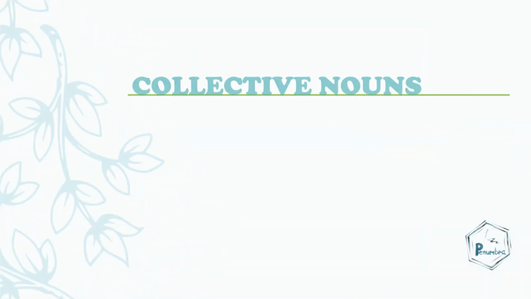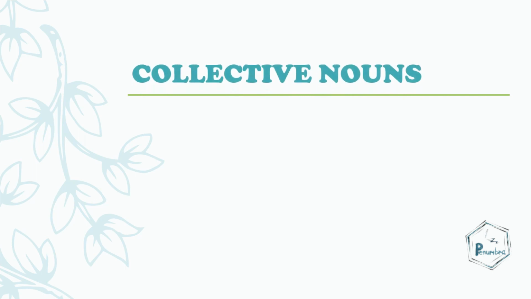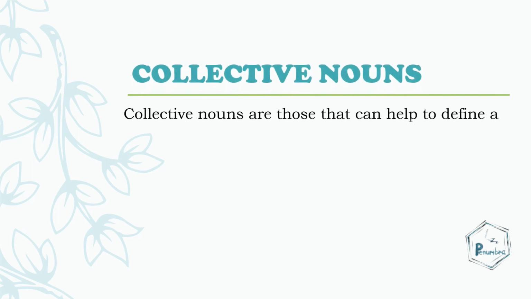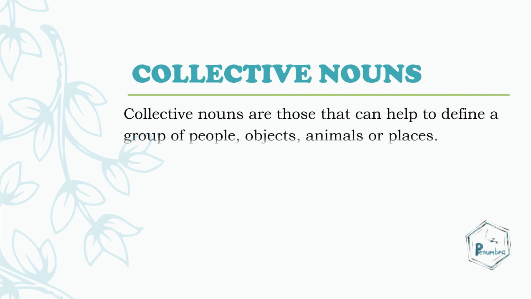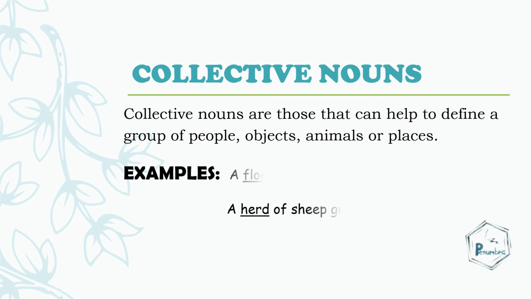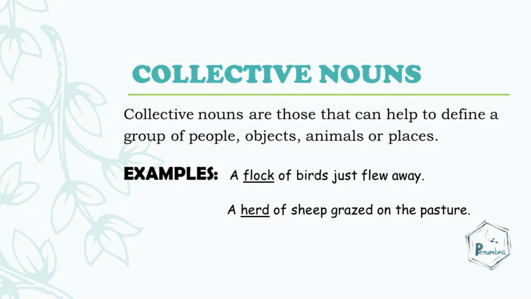Finally, we will learn about collective nouns. Collective nouns are those which are used to define a group of objects. It can be people, things, or any other such group. Let's check out the examples. A flock of birds just flew away. The term flock here is an example of collective noun. Similarly, a herd of sheep grazed on the pasture. The term herd here can be described as a collective noun.